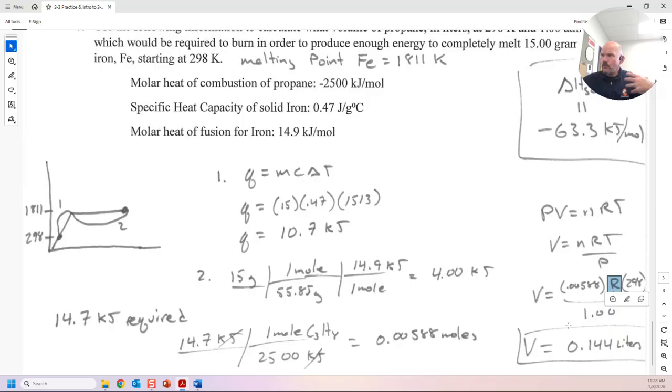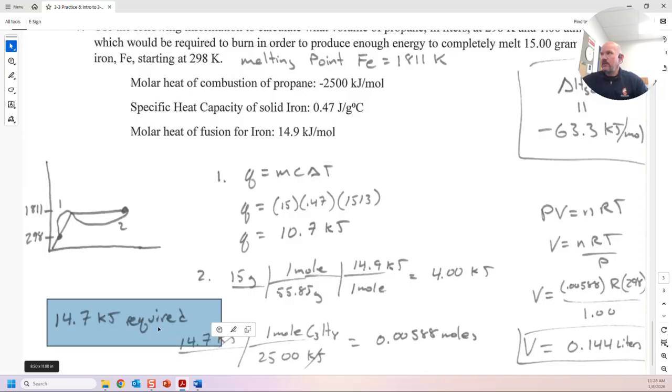And so based on our calculation, we would require 0.144 liters of propane to burn to produce 14.7 kilojoules of energy. And if all of that energy was absorbed by the iron, it would be enough energy to melt the iron.